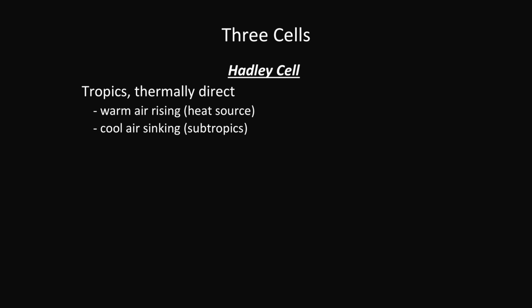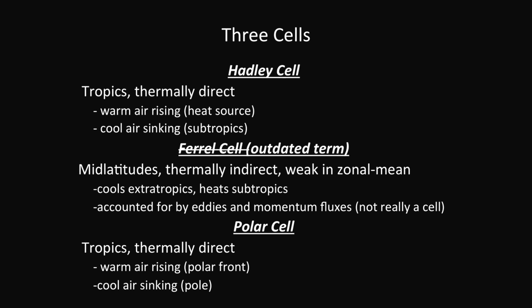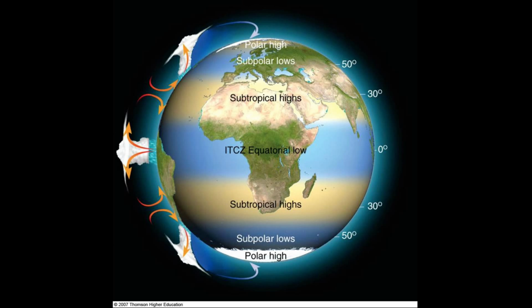So the three cells that we have to contend with are the Hadley cell, the polar cell, and also in mid-latitudes a thermally indirect Ferrel cell, which ends up being an outdated term. Both the Hadley cell and the polar cell do their job, and they do it well. They take energy from regions of relative surplus and move it to areas of relative deficit. Whereas the Ferrel cell does very much the opposite, and it ends up being superseded by eddies and waves in the atmosphere.